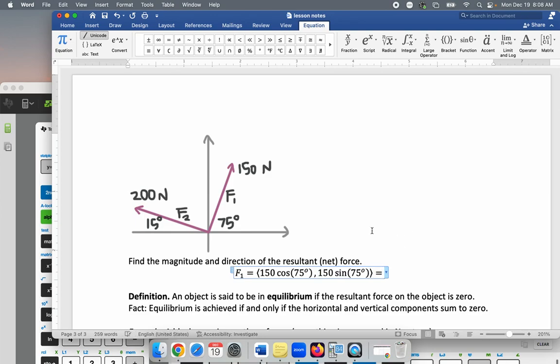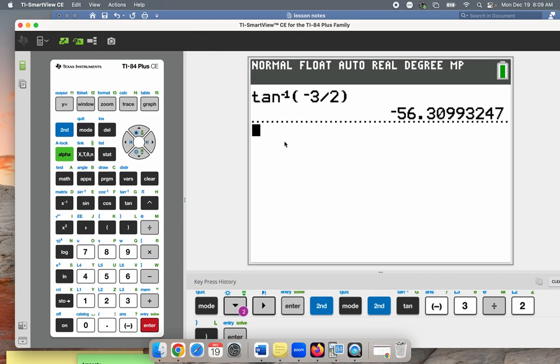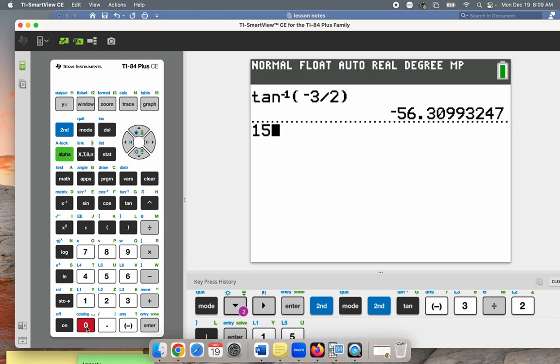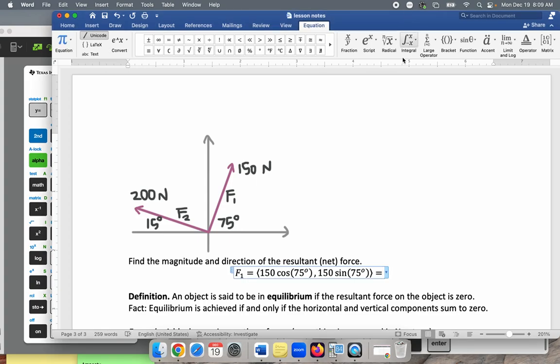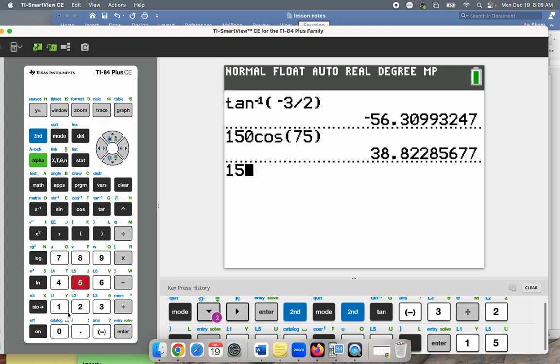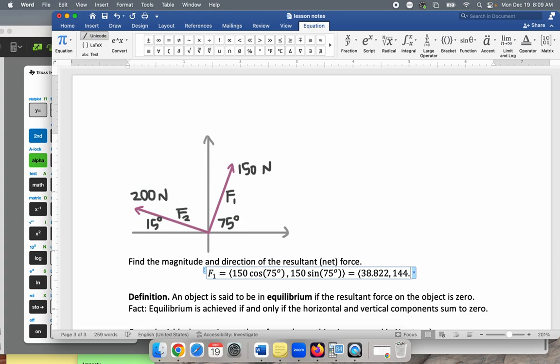So if we ask our calculator what these are, 150 cosine 75 is 38.822. So that is my horizontal component, and my vertical component is 150 sine 75. And that is 144.88. Okay, great. So that's F1.